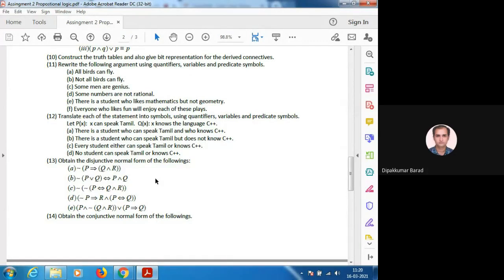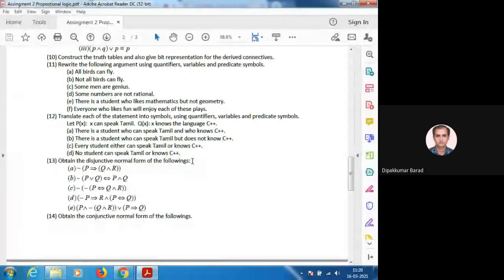If P, Q and R are statements, then P and Q and R is an elementary product, P and Q and not R is also an elementary product, P and not Q and not R is also an elementary product, which are connected by the AND operator. So this we call an elementary product. Whatever statement you are given, you have to convert it into a sum of elementary products, and for that you have to use equivalence statements and De Morgan's laws.